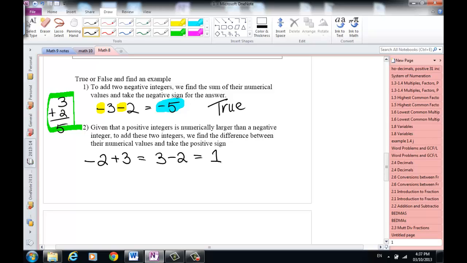So the order of addition and subtraction doesn't matter as long as their sign stays with them. So notice that the negative sign has stayed with the negative 2. And in fact, the positive sign has stayed with the positive 3. We have the invisible plus sign there. So this is also true.